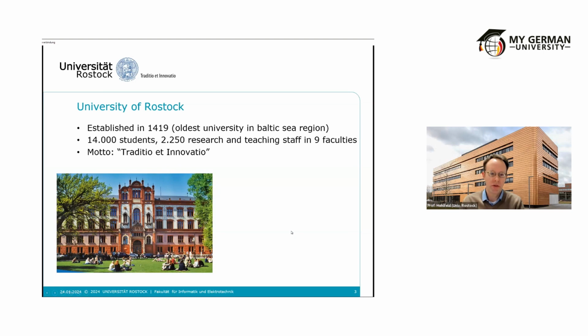So to introduce the university to you, a unique feature of Rostock is that it's the oldest university in the Baltic Sea region. It's not the oldest German university, but it's the oldest in the Baltic Sea region. And it's a full university, meaning it covers not only engineering aspects, but also natural sciences, the humanities, and we also have a medical university hospital, which we strongly collaborate with. In total, we have 14,000 students, a little bit more than 2,000 research and teaching staff members, and we run in total 9 faculties.